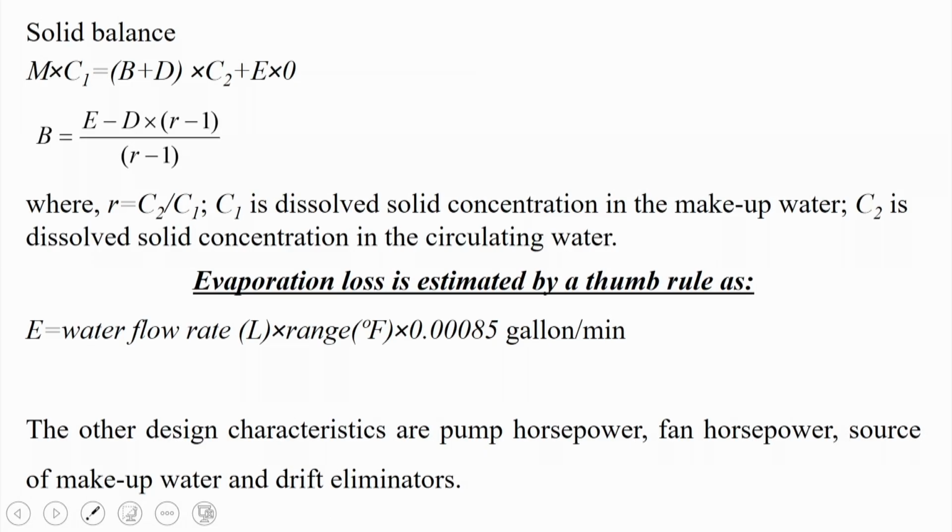And there is one thumb rule for the calculation of the evaporation loss: E is equal to the water flow rate into the cooling range in degree Fahrenheit into 0.00085 gallon per minute. That is the thumb rule, and in most of the cooling towers this holds good. The other design characteristics are pump horsepower, fan horsepower, source of the makeup water and the drift eliminators. These also we need to consider during the design of the cooling tower.